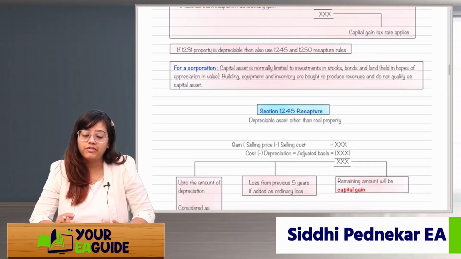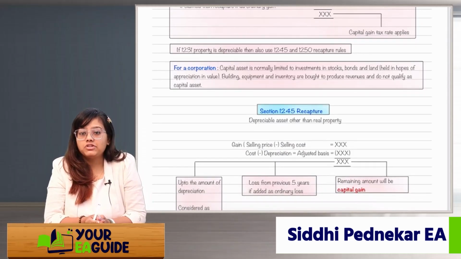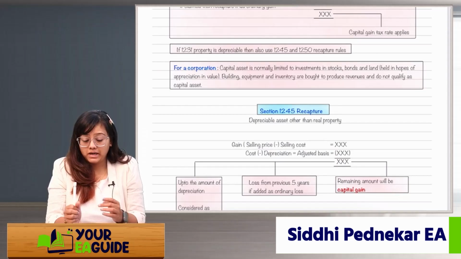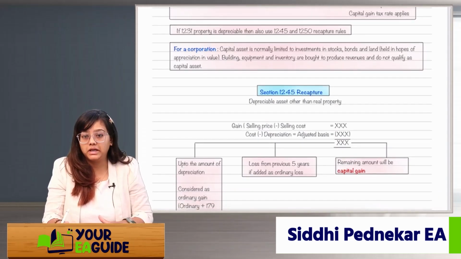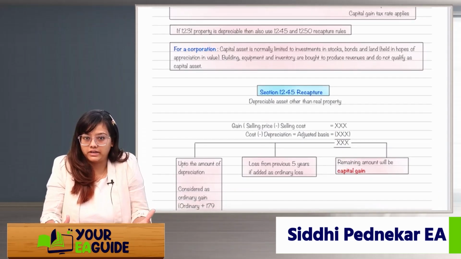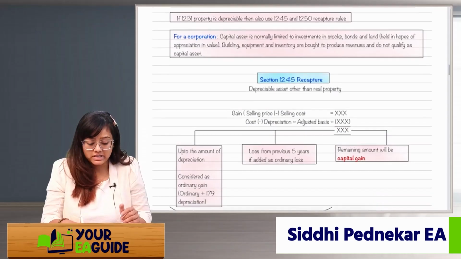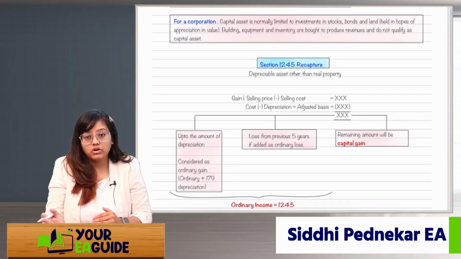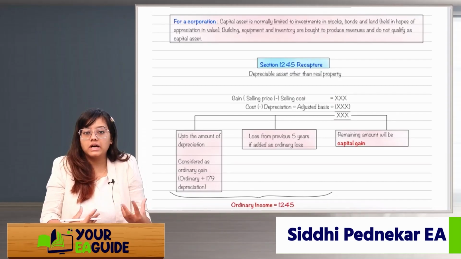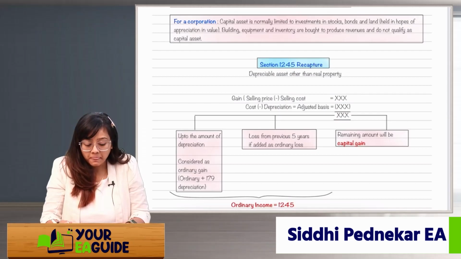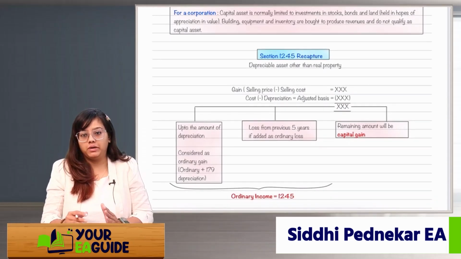What do you mean by 1245 property? Any property which is depreciable property, but it should be other than real property. Real property means what? Real estate, which is fixed to the land, like buildings. So these are the real estate properties. Apart from that, whatever are your movable assets which you have in your books will be called your 1245 property.